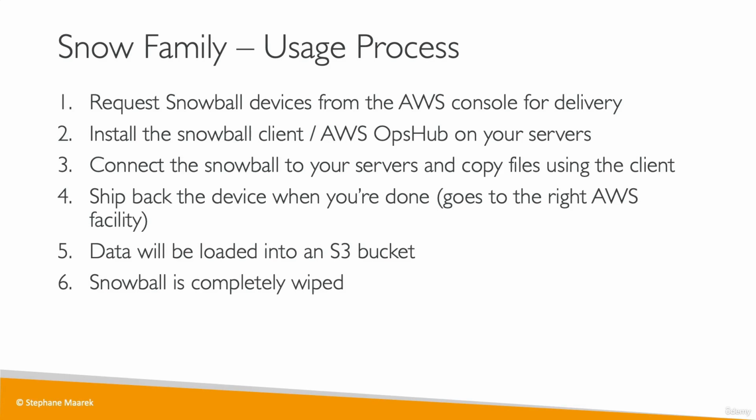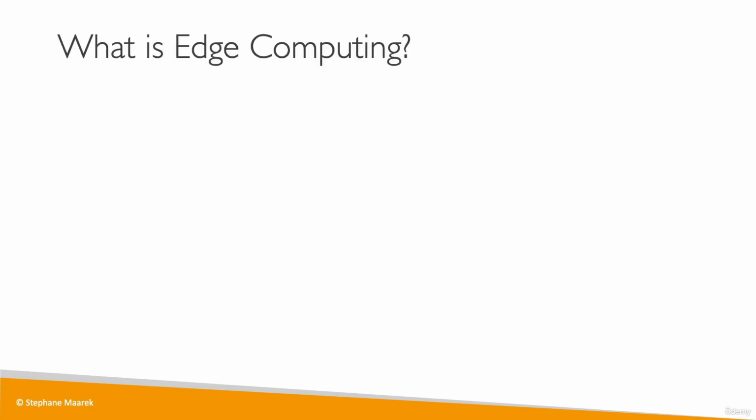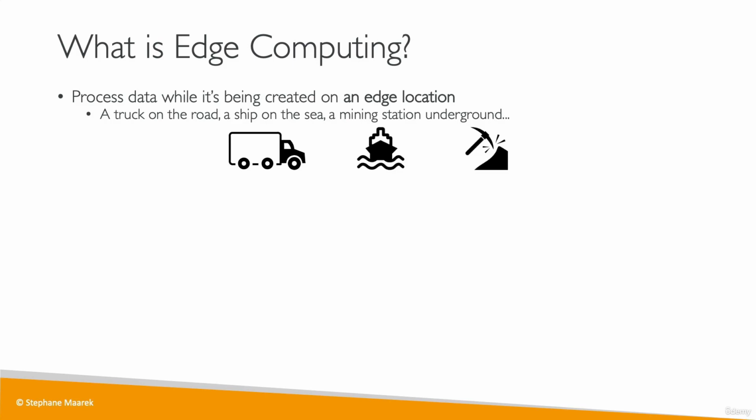And that was originally the one and only use case for Snowball devices. But the second use case now for the Snow family is called edge computing. And so edge computing is when you process data while it's being created at an edge location. So what is an edge location? Well, an edge location is anything that really doesn't have internet or that is far away from a cloud.